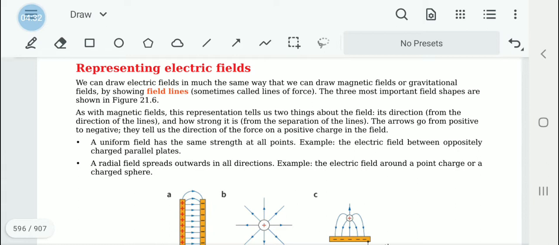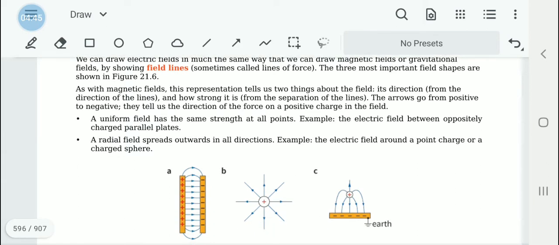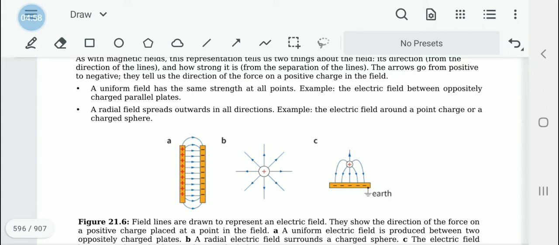Electric fields can be represented by field lines, within brackets lines of force, and can be represented as follows. Please draw these A, B, and C diagrams and write the 2 points that are given here. I will read out the points for you to write down.